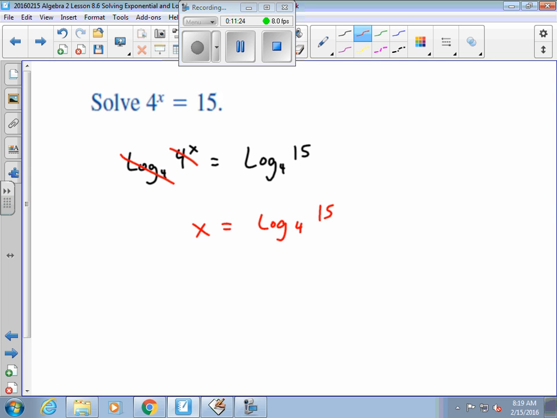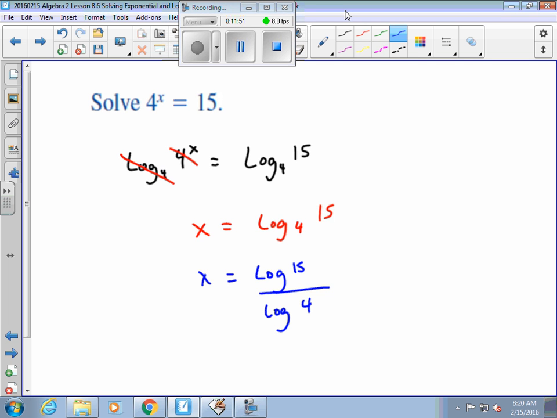Now again, you have two numbers that don't share a root. Had this said log base 4 of 16, we could come up with a much better number to go with this. But we don't have that luxury. So we write it as log of 15 divided by log of 4.